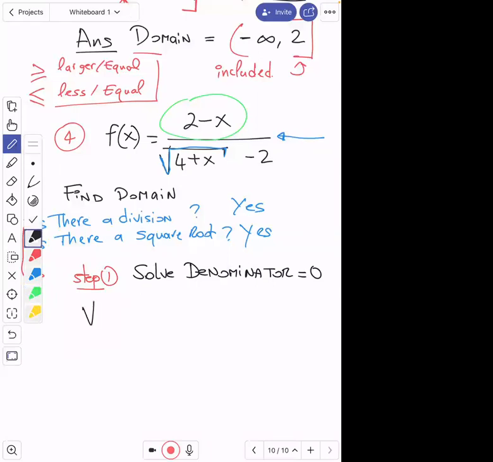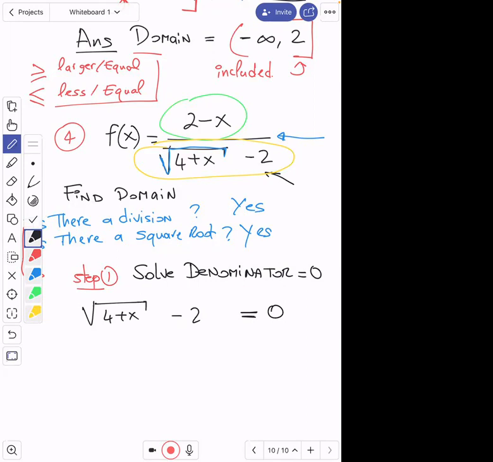Let's see what the denominator is. The denominator, of course, is the whole thing in the bottom. So the whole thing, that will be square root of 4 plus x minus 2. Here we need this minus 2 because it's in the denominator, so I need to include this minus 2. That will be my whole denominator. So solve denominator equal to 0. So here's my equal to 0. All right, let's try to solve this.